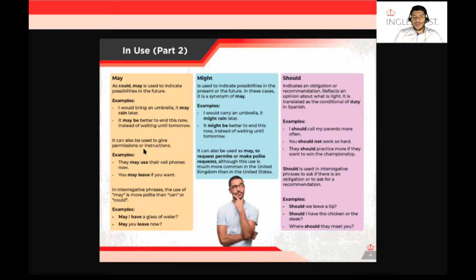Have you heard those kinds of expressions? Yes. So for example, here we have they may use their cell phones. Okay, so you're giving the permission. You have the possibility to do it. So they may use their cell phones, or you may leave if you want.